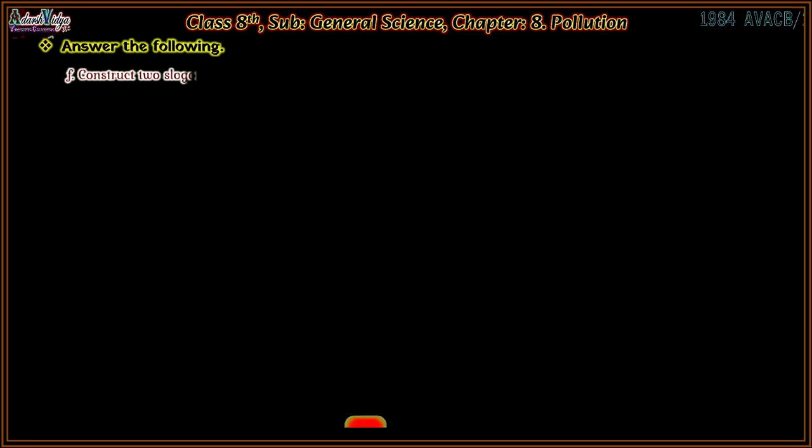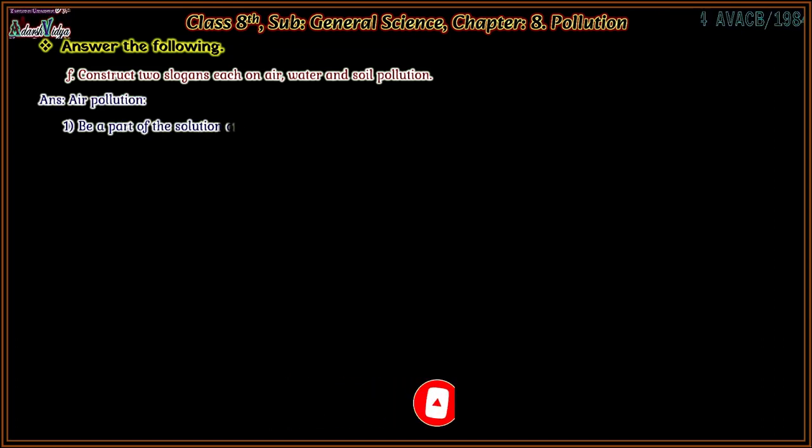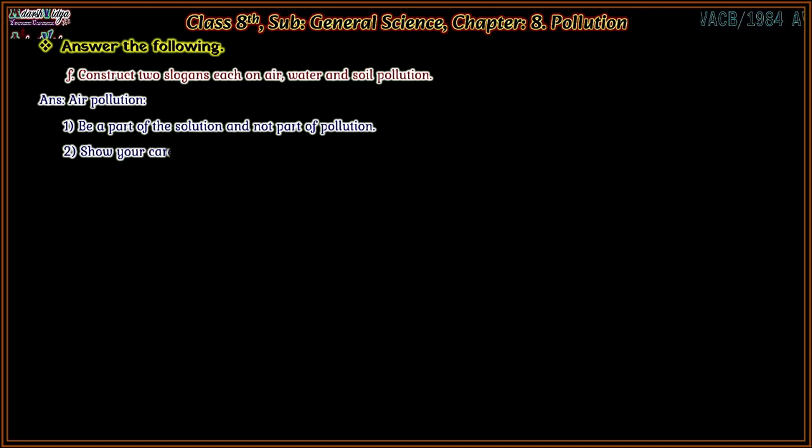Question 6. Construct 2 slogans each on air, water, and soil pollution. Answer is: slogans of air pollution. First slogan. Be a part of the solution and not part of pollution. Second slogan. Show your care, clean your air.